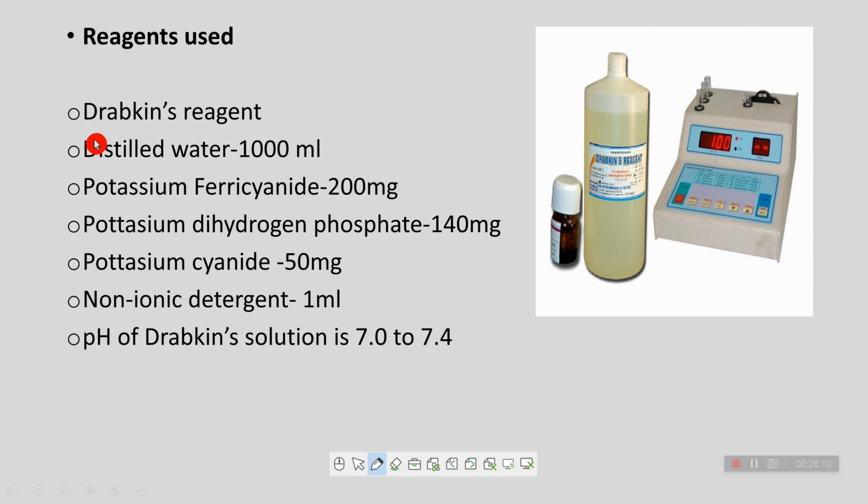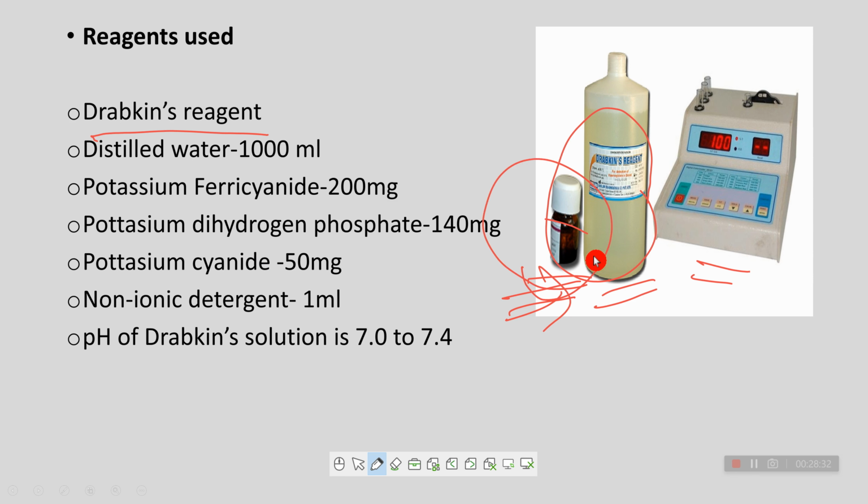Moving on. So this is Drabkin's reagent. It is commercially available. For hemoglobin determination by the colorimetric method, or the cyanmethemoglobin method, we need an instrument called a colorimeter, Drabkin's reagent and a standard solution. The standard solution is used for comparing the values of the test.